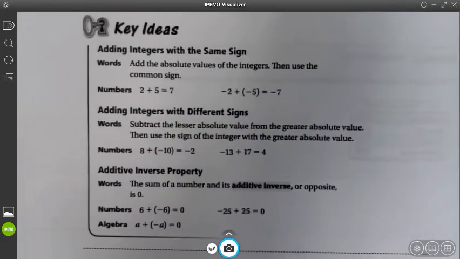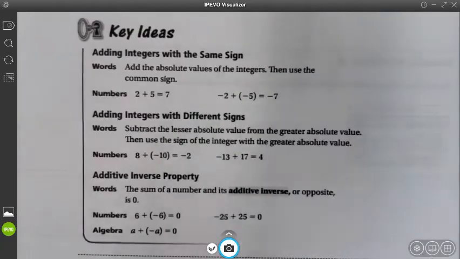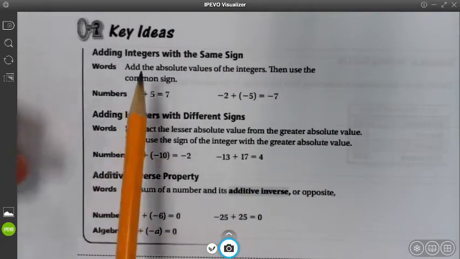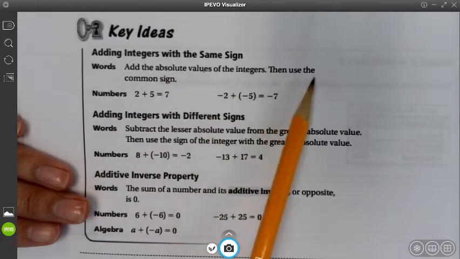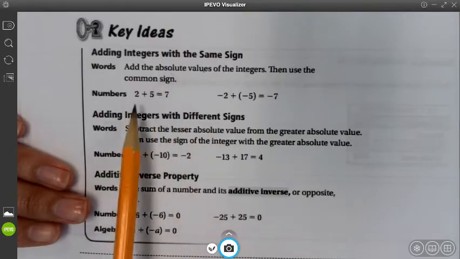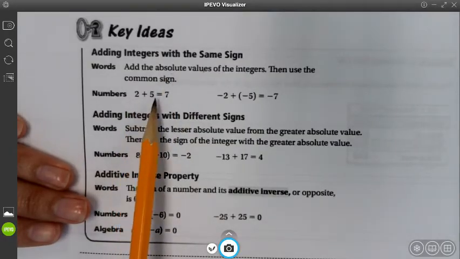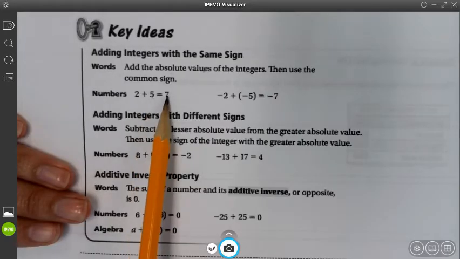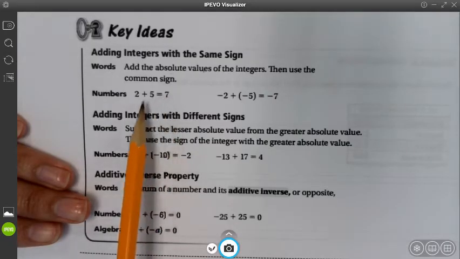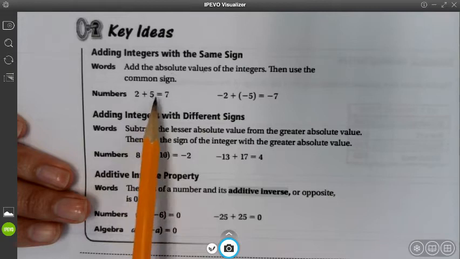So we've got some rules. Adding integers with the same sign tells us we're going to add the absolute values of the integers, then use the common sign. So what that means is if we're adding two positives together, we're going to add those numbers together and keep the answer positive because they're both positive.